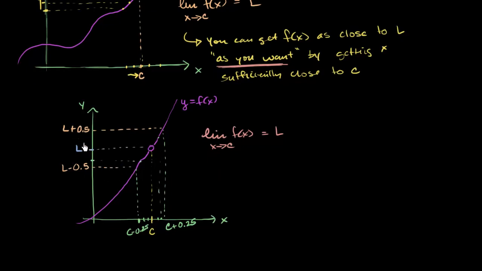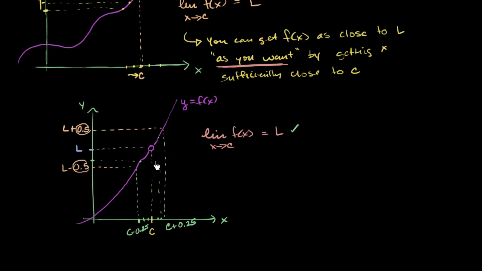Maybe instead of saying within 0.5, I want to get within 0.05. And then you'd have to do this exercise again and find another range. And in order for this to be true, you'd have to be able to do this for any range that they give you. For any range around L that they give you, you have to be able to get f of x within that range by finding a range around c such that as long as x is in that range around c, f of x is going to sit within that range.